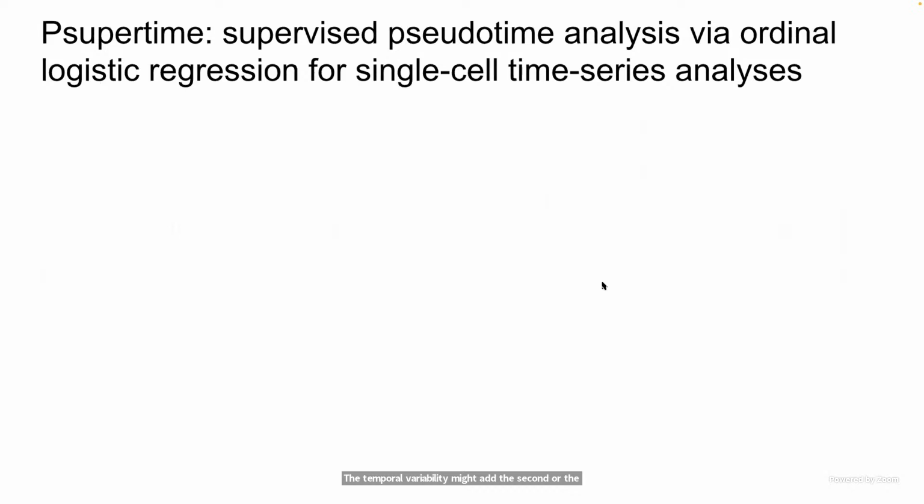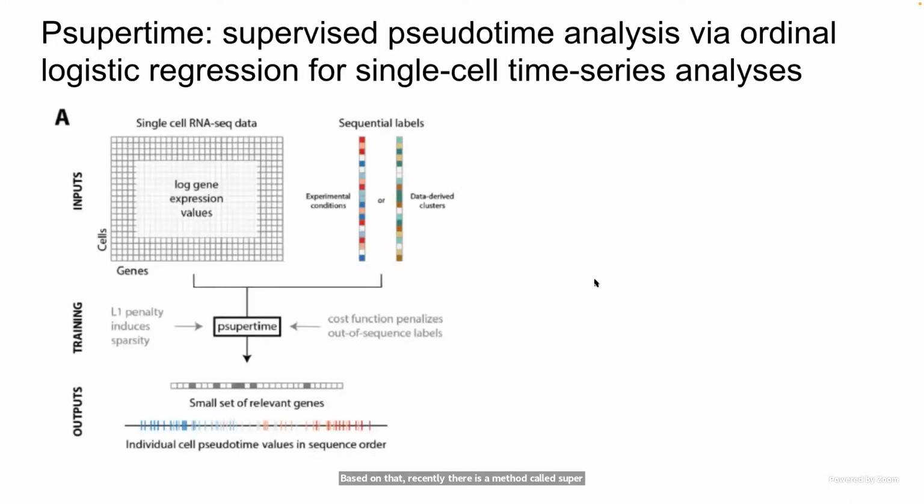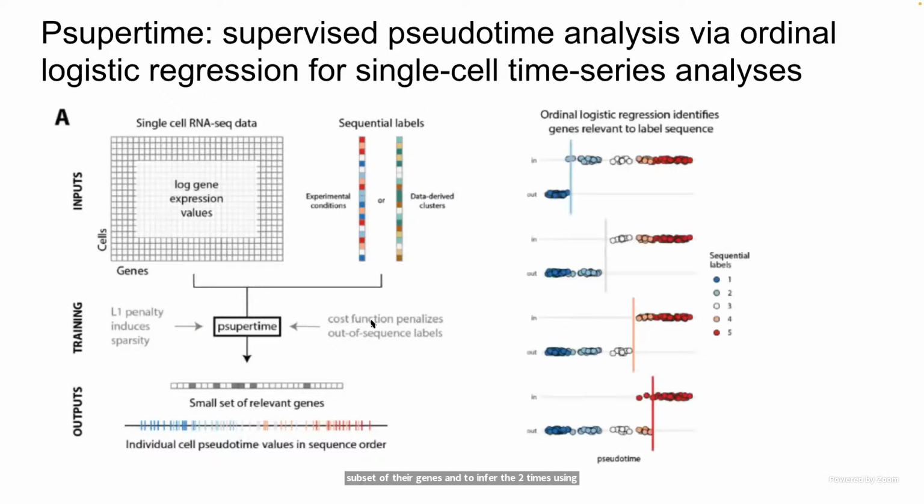Based on that, recently there is a method called Supertime, which adopts ordinal logistic regression, which explicitly uses a time label for each cell to train a penalized ordinal logistic regression to select a subset of the genes and to infer the pseudotimes using the time labels. Here is a cartoon illustration where you have a simple score function. Here you have 5 time labels. Supertime will infer 4 thresholds for this score function and classify the first group versus the rest, the first two groups versus the rest, and so on and so forth.